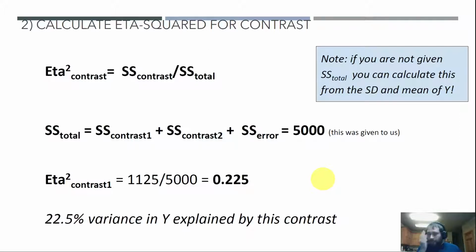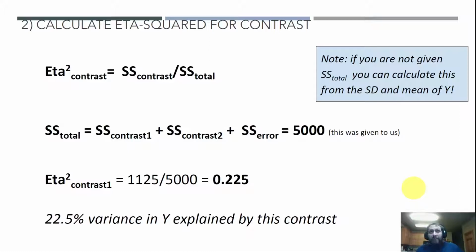So our SS total was given to us already. It was 5,000. So we know what that is. So our eta squared for contrast 1 equals 1,125 divided by 5,000, which is equal to 0.225. So what we're saying is that our first set of contrasts is explaining 22.5% of the variance in y. That's explained by this contrast. And that's really the main thing.